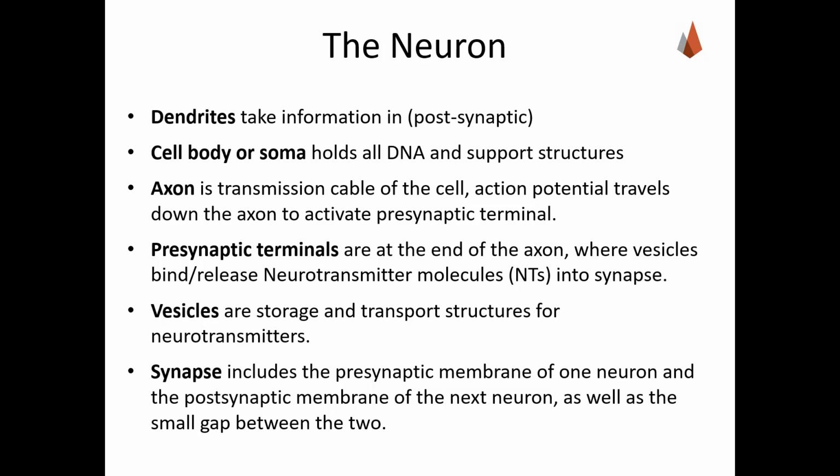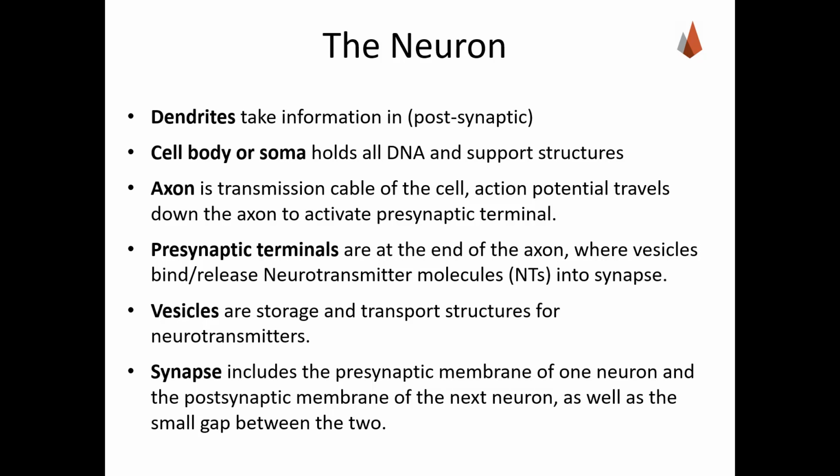We call it a transmission cable. This axon is where the action potential travels, and this is the electrical pulse that travels down the neuron to get to the end of it, which is the presynaptic terminal. At the presynaptic terminal, vesicles are activated by that action potential and bind to the membrane of the presynaptic terminal and release neurotransmitter molecules into the synapse.